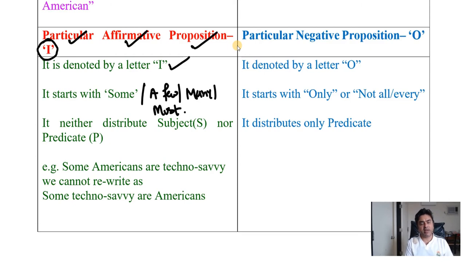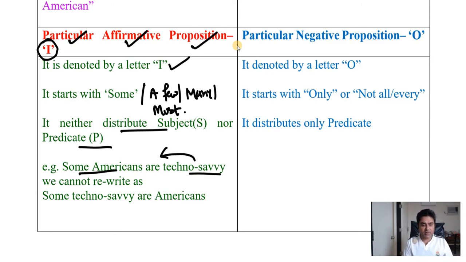So you can say some Americans are techno savvy. You cannot write that some techno savvy are American. You cannot reverse it and justify it. So it goes in this direction, but it cannot go in the other direction.